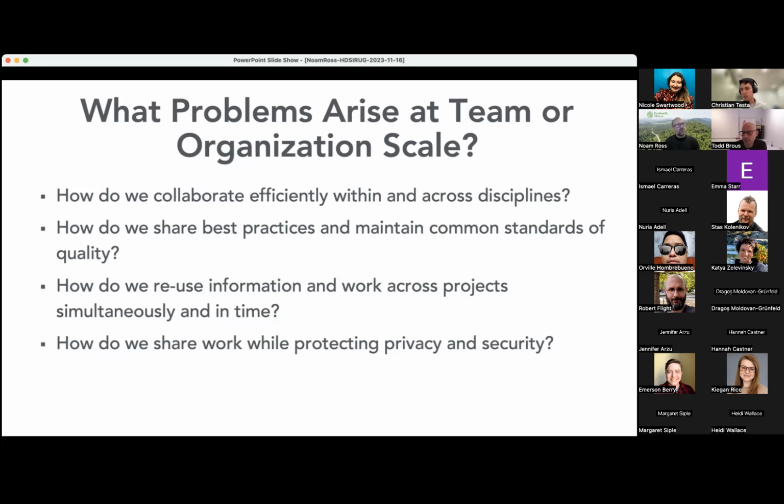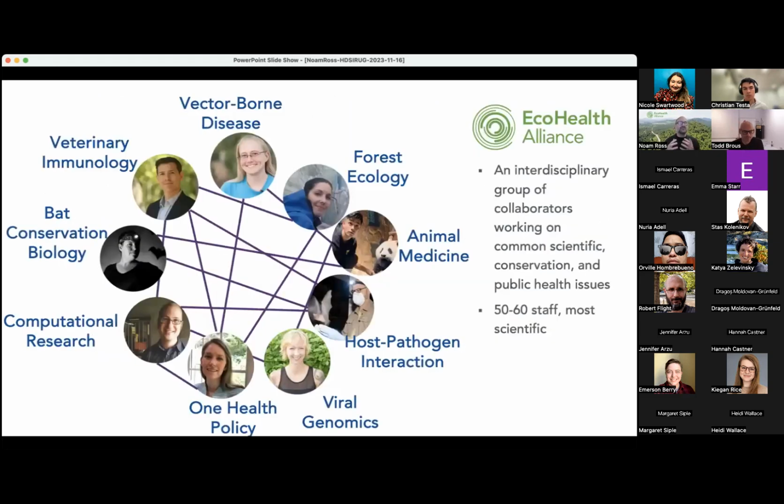And how do you do the work of sharing while protecting the privacy and security imperatives that a research enterprise or organization has? And so those are all things that I'm trying to think about a little bit. But as I said, this is sort of a case study. I really have an N of 1 of organizations that I have experience with this kind of process and development with. So that organization is EcoHealth Alliance.